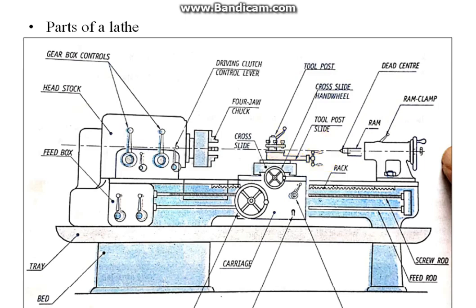Next part is the tool post. It is mounted on the compound rest and is used to hold the cutting tool. Sometimes we hold more than one cutting tool.